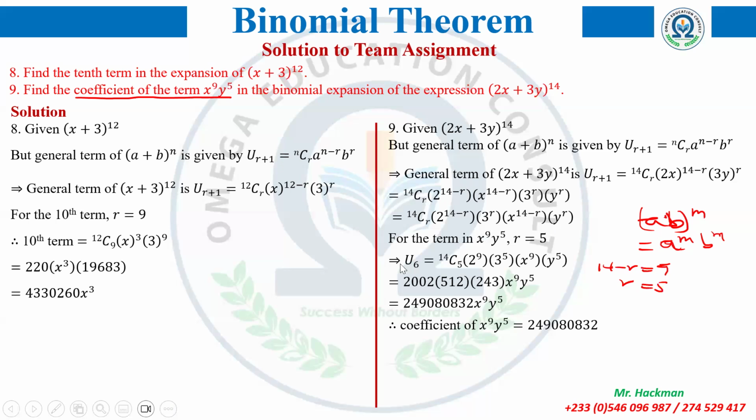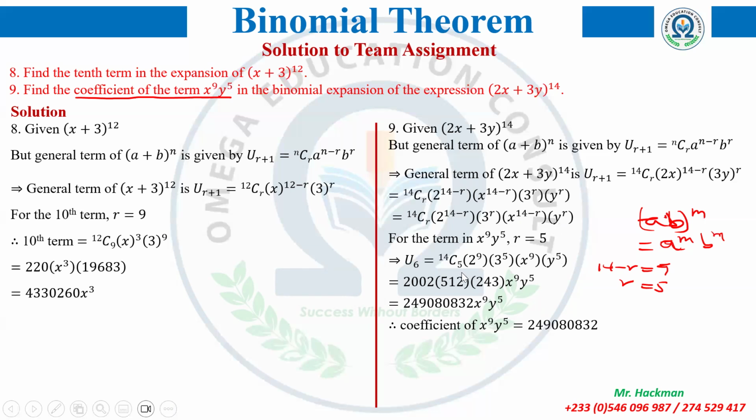So that's it. Now what do you do? You just substitute your r into the general term formula that we have here. So you get 14 combination 5, because your r is 5. Then 2 to the power 14 minus r, which is 14 minus 5, giving us 2 to the power 9. Then 3 to the power r, which is 5, into x to the power 14 minus r, which is 9, and y to the power r, which is 5.